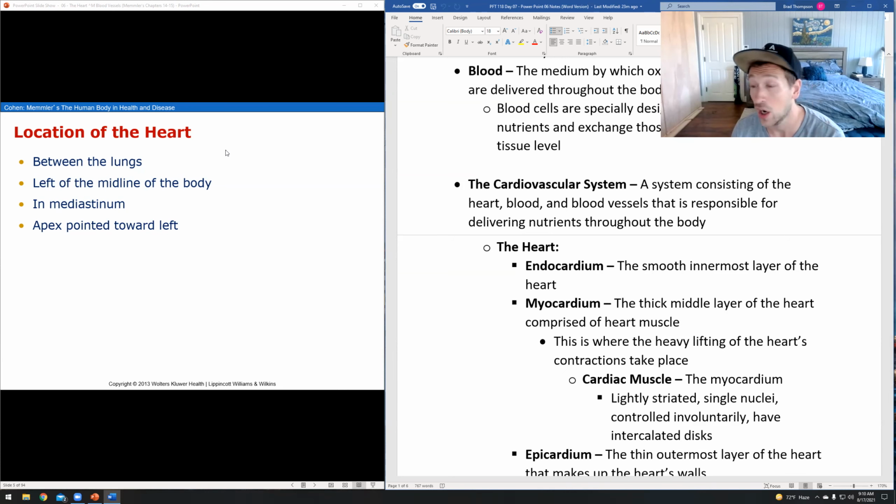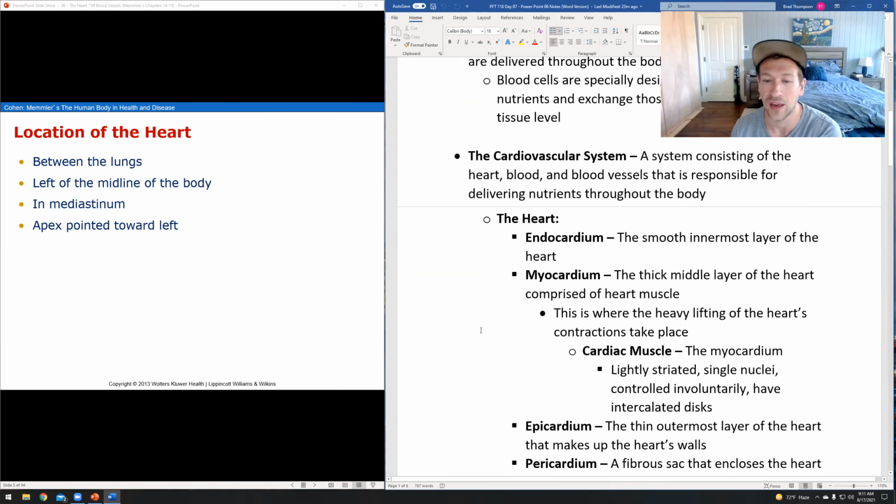So your heart itself, like I said, is the pump that powers this whole thing. It's located between the lungs and the midline of the body. We sometimes call that area the mediastinum. And then your heart, I know that when we are doing the Pledge of Allegiance or the national anthem or whatever, we'll often place the hand over the left side of our chest, because that's where our heart is.